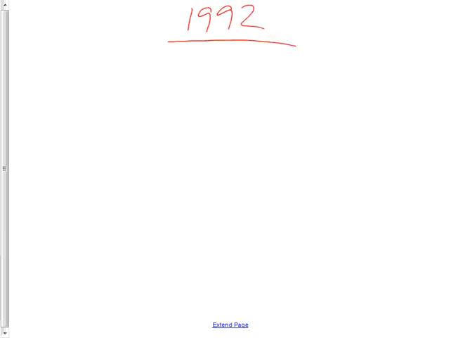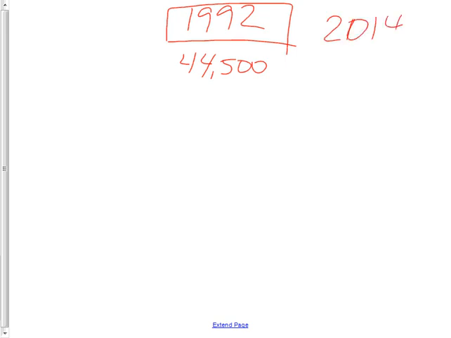1992 is when I started teaching. And when I started teaching, let's say that there were 44,500 people in Minnetonka. Okay? And in the current year, 2014, let's say that there are 70,000 people. Do you get how I effectively just gave you 2 points? All right. Of the 2 points, which one's like the start value? 1992 or 2014? 1992.